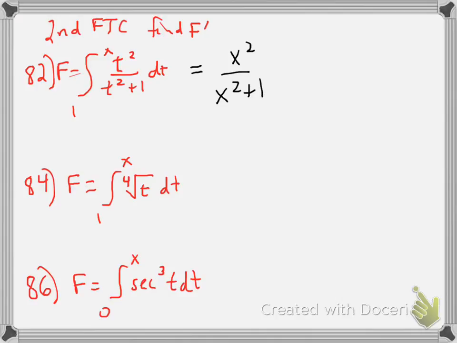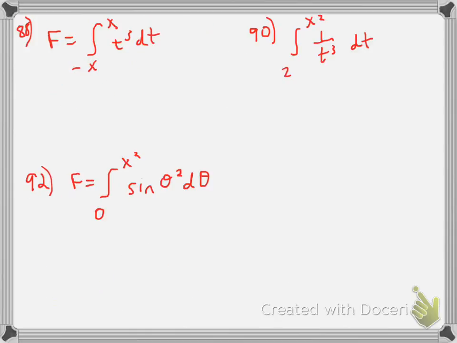And that's it. Second one, again, just plug in an x everywhere there's a t. So we have the fourth root of x and secant cubed of x. Straightforward. The main thing is recognizing that you're going from an integer up to a variable expression on all of these.